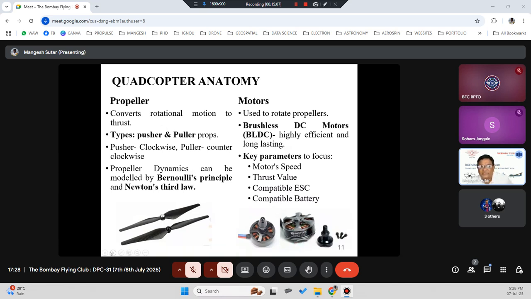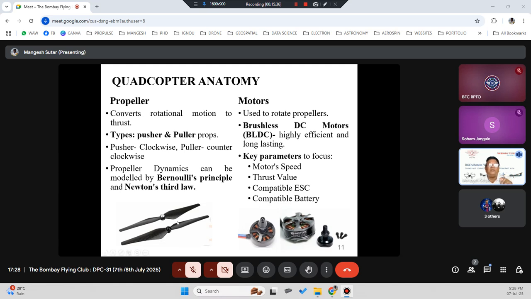So if you see detail about each, the propeller converts rotational motion to thrust. There could be two types of propellers: pusher propellers and puller propellers, depending upon the orientation of the propellers. But as of now, don't think about pusher and puller. Think about clockwise or counterclockwise. If you see these propellers over here, one is clockwise, one is anti-clockwise or counterclockwise.